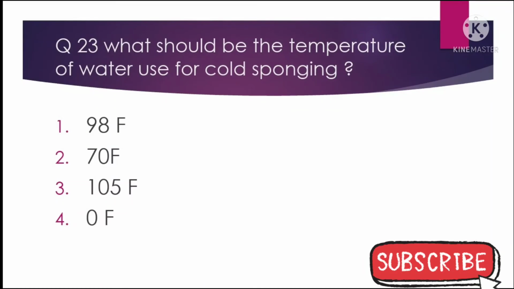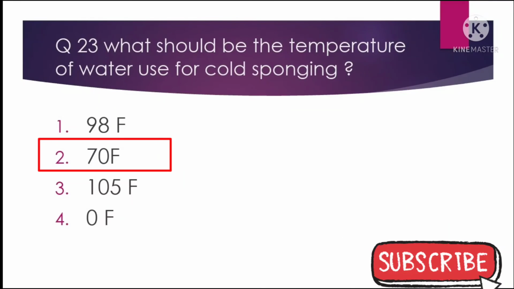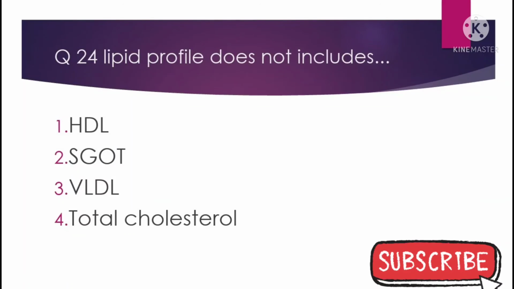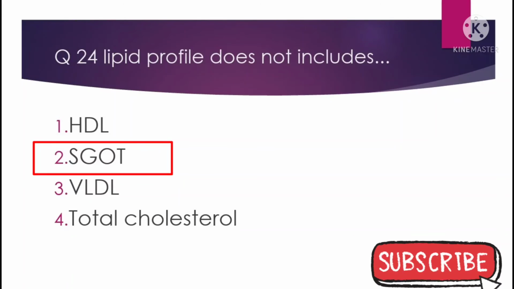Question number 23: What should be the temperature of water used for cold sponging? Correct answer is 70 degrees Fahrenheit. Question number 24: Lipid profile does not include... Correct answer is SGOT.